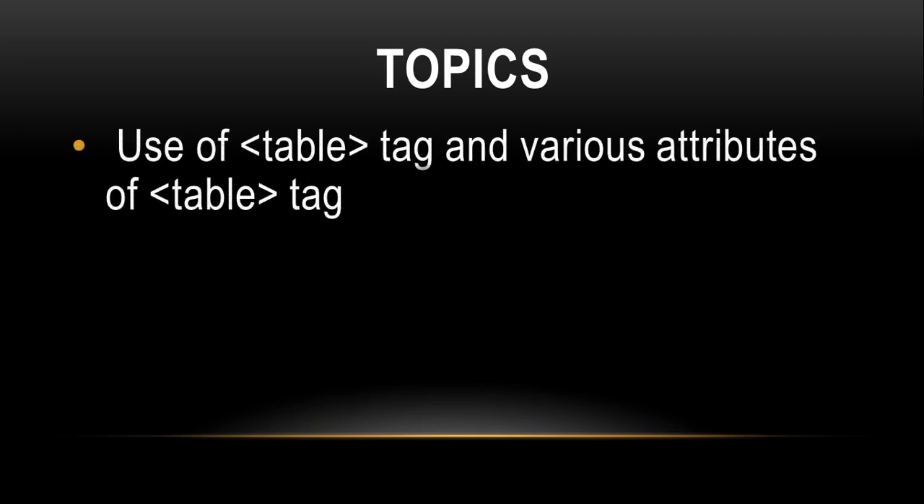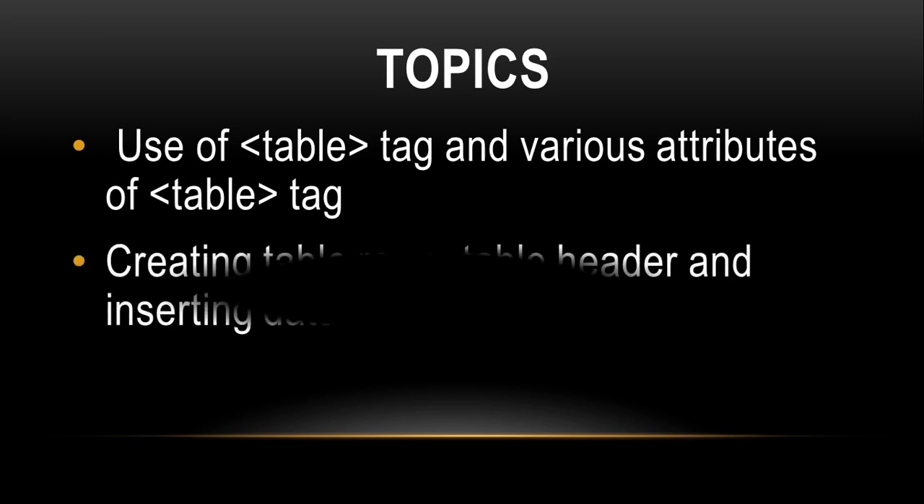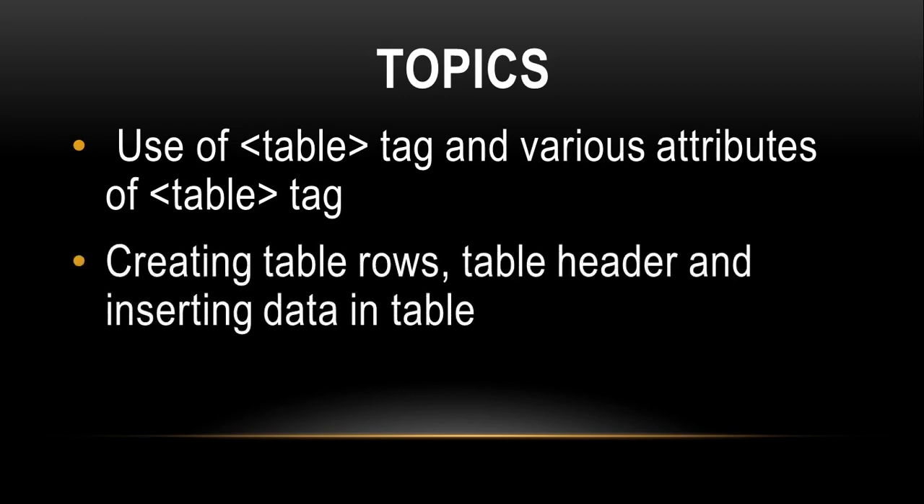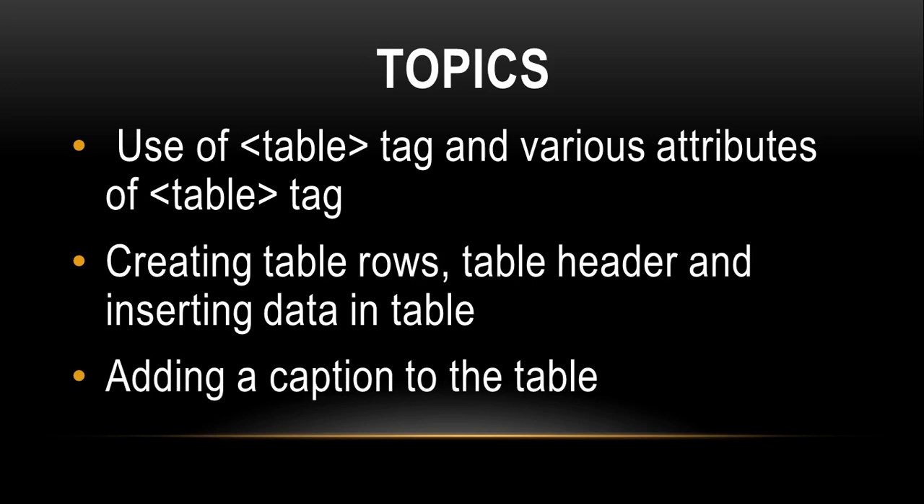First, the use of table tag and the various attributes of table tag. Creating table rows, table headers and inserting table data. Now to insert table rows, we use tr tag. To insert table headers, we use th tag. And to insert data, we use td tag. So we'll be learning all these tags today. Along with that, we'll also learn how to add a caption to the table. In order to add a caption to the table, we'll be learning the caption tag.